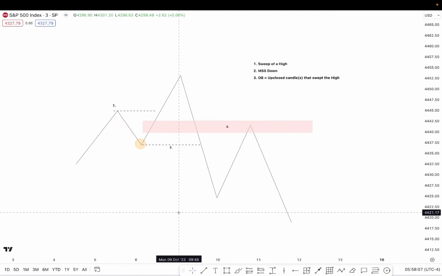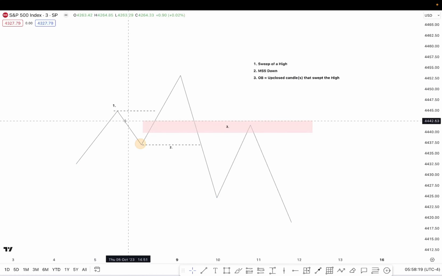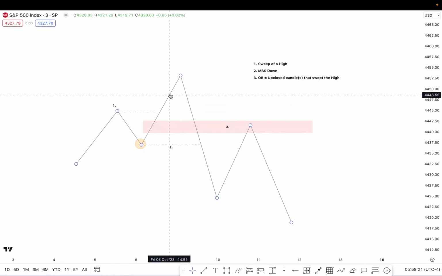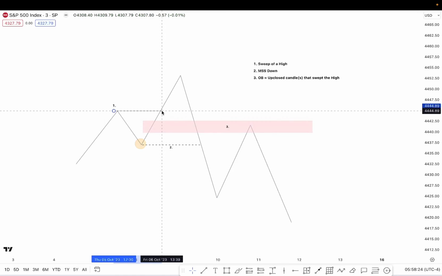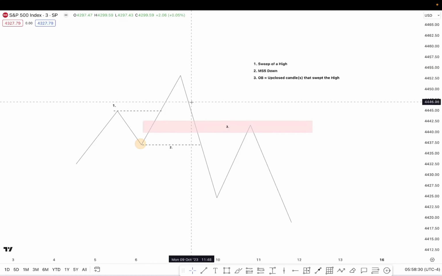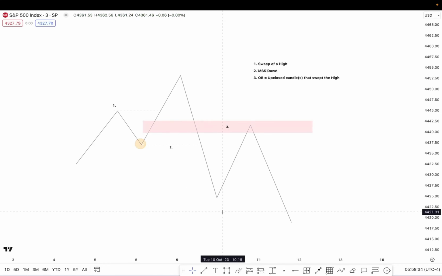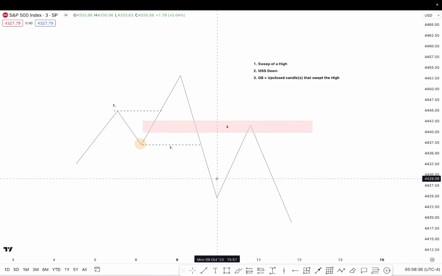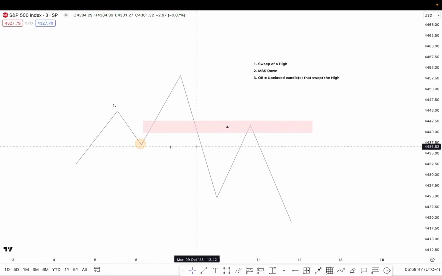When looking for a bearish order block, there's three things you should look for. The first thing is a sweep of a high. So in this move upwards, it's going to sweep this last high. It does it right here. After the sweep of the high, there must be a market structure shift to the downside. It needs to leave with displacement. If you don't know what a market structure shift or displacement is, please check out the video about this on this channel. So market structure shifts to the downside.